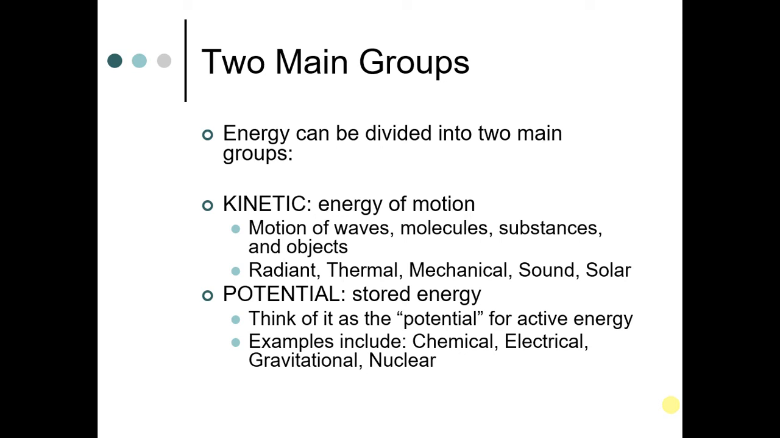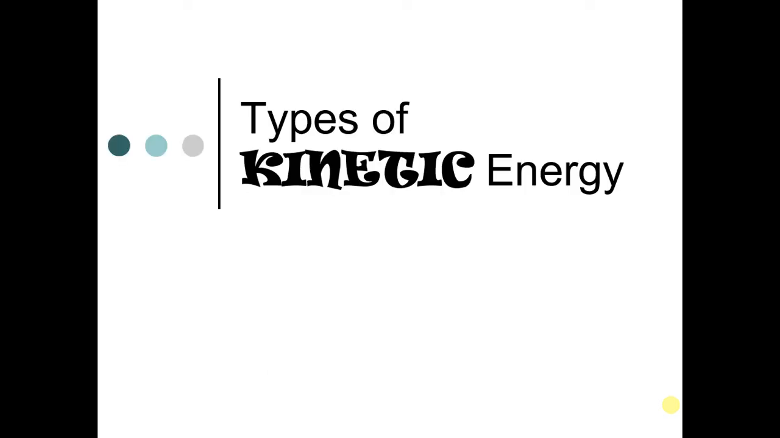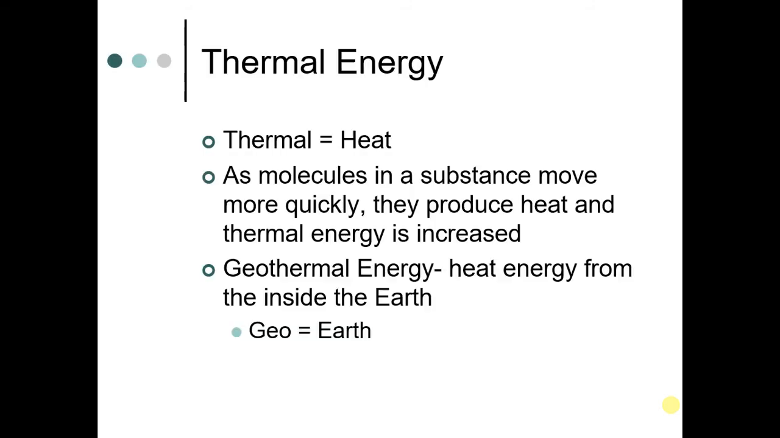And on the other hand, we have potential energy, which is stored. Energy an object has because of its state or position. Think of it as the potential to have active energy. So, for example, chemical or electrical or gravitational or nuclear are all examples of potential energy. So we're going to look at some of the types of energy that are kinetic, that have to do with things moving.